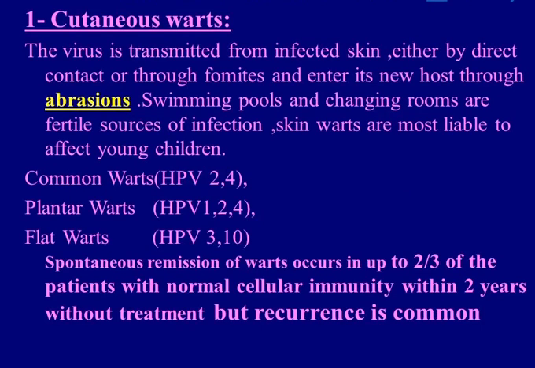1. Cutaneous warts. The virus is transmitted from infected skin, either by direct contact or through fomites, and enters its new host through abrasions. Swimming pools and changing rooms are fertile sources of infection. Skin warts are most liable to affect young children. Common warts: HPV 2, 4. Plantar warts: HPV 1, 2, 4. Flat warts: HPV 3, 10. Spontaneous remission of warts occurs in up to 2/3 of the patients with normal cellular immunity within 2 years without treatment, but recurrence is common.